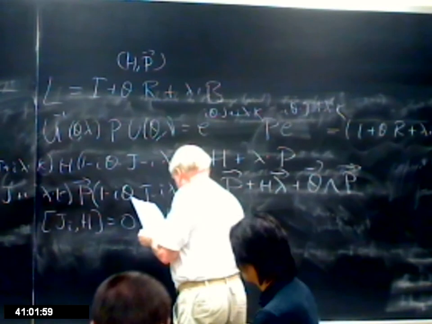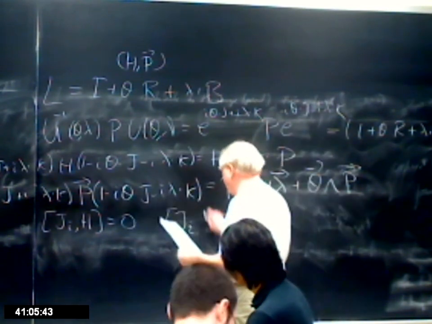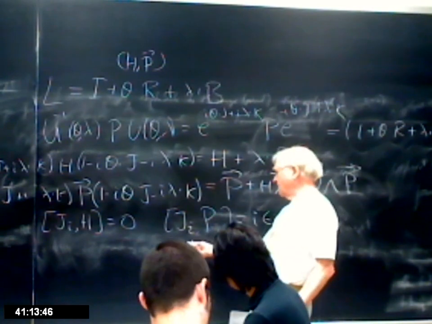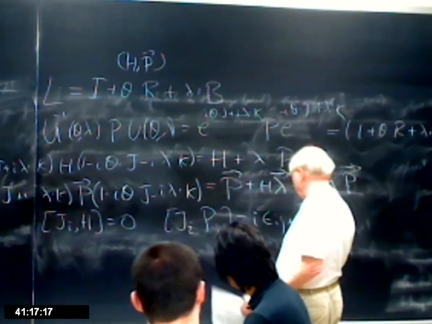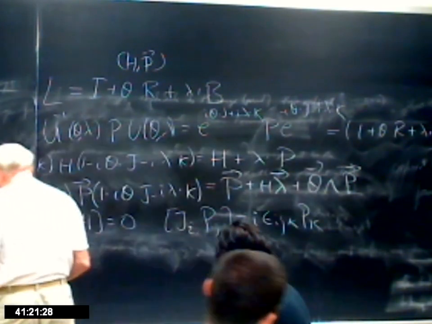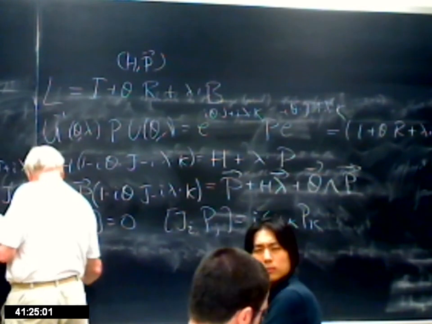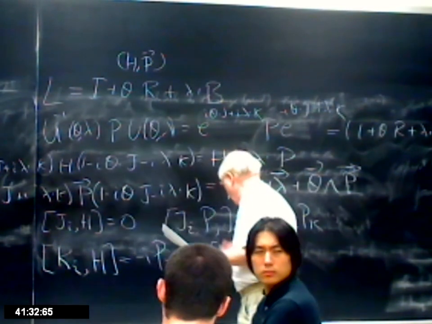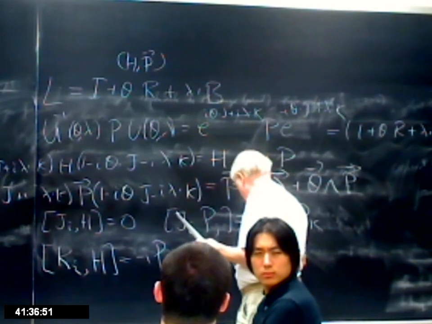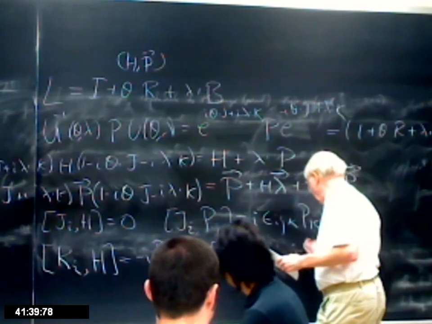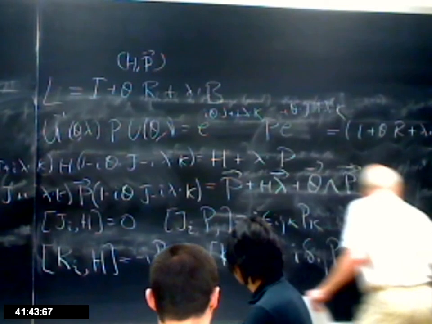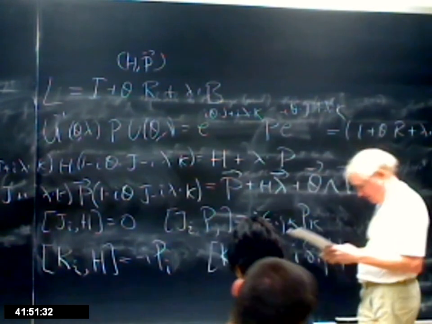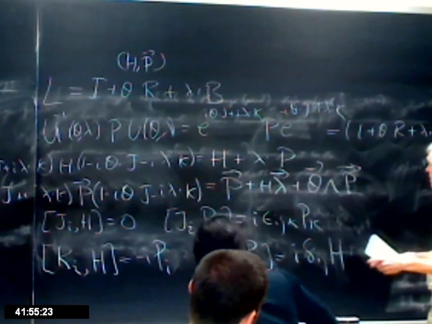In other words, these rules imply what I'm writing down. J_i, P_j is i epsilon_ijk P_k. This just says that the three-momentum transforms as a vector under rotations. And then there are two that are subtle and not intuitive. K_i commutator H is minus i P_i, and K_i commutator P_j is i delta_ij H. So you derive these from that. In fact, that might be a nice homework. I assigned it as a problem in this book that I'm writing.